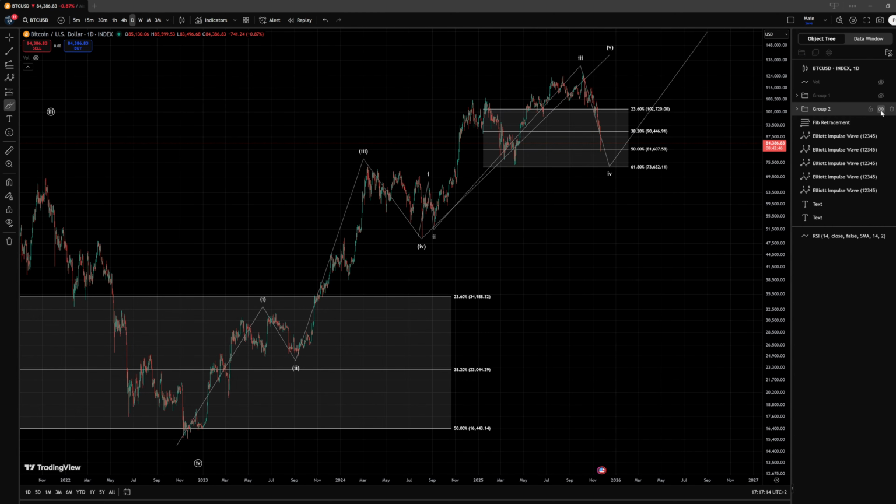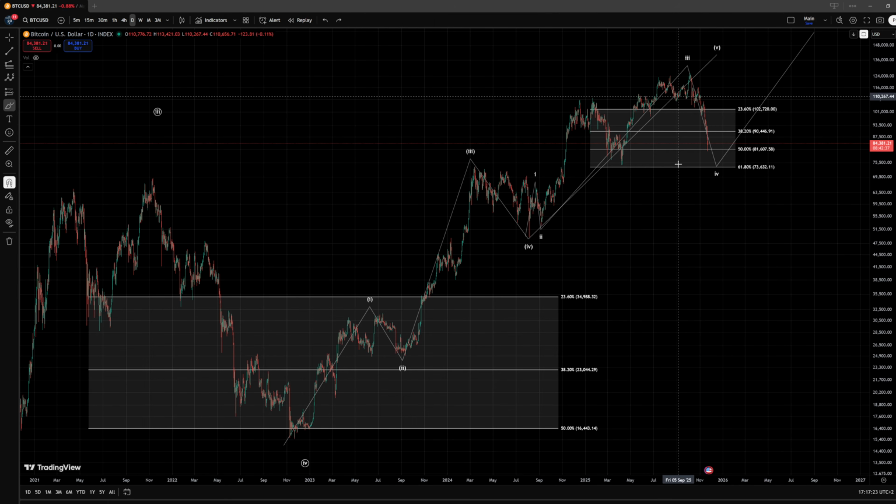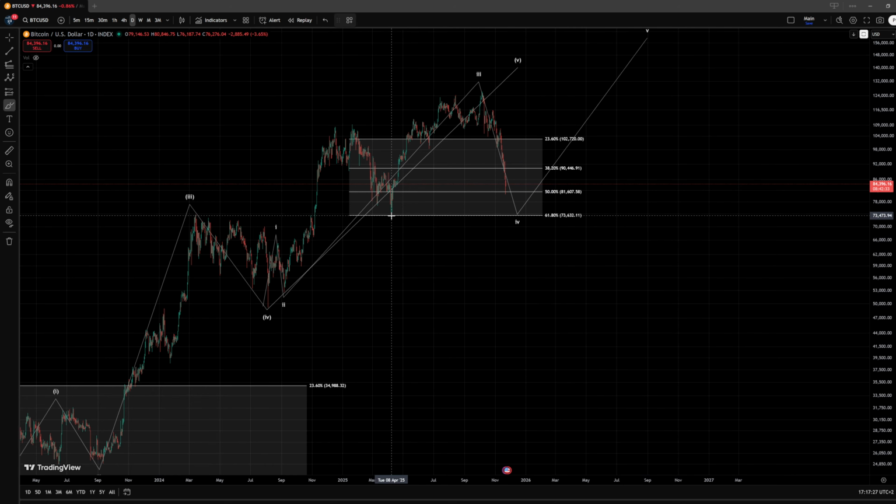Now this scenario really only remains valid as long as we hold here above the 61.8% retracement at the $73.6k level. And we even have some significant area of support from the structural movement that has occurred here near the $74.5k level, where we may be seeing a bottom formation in this area.